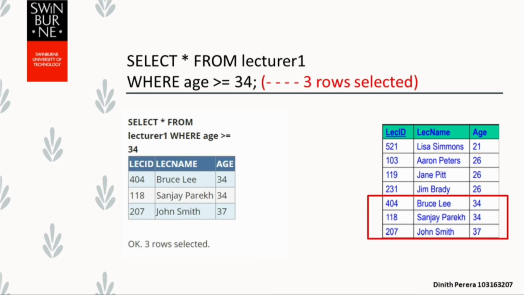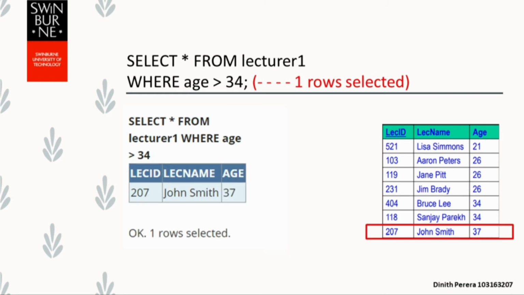Moving on to the next slide. In this query, it selects all from the table where age is greater than or equal to 34. So it selects the 3 rows where age is equal to 34 and greater than 34. So it will select Bruce Lee, Sanjay and John Smith. In this example, it selects all from lecturer1 where the age is greater than 34. Which means only John Smith will be selected because he is the only person whose age is more than 34.